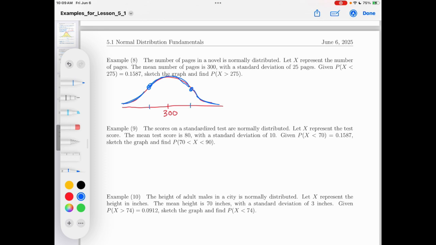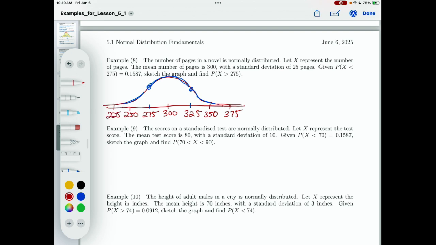So to go to the right one standard deviation, that's going to give me 325 because I'm going to add 25. Then to go out another one, that's going to give me 350. And then for the third standard deviation, I have 375. Now going in the other direction, I'm going to subtract. So this is going to be 275, 250, and then 225.